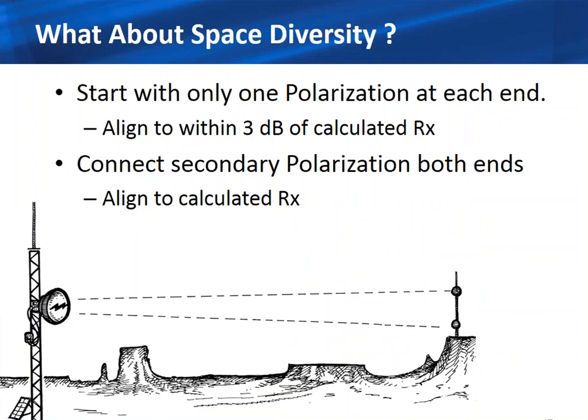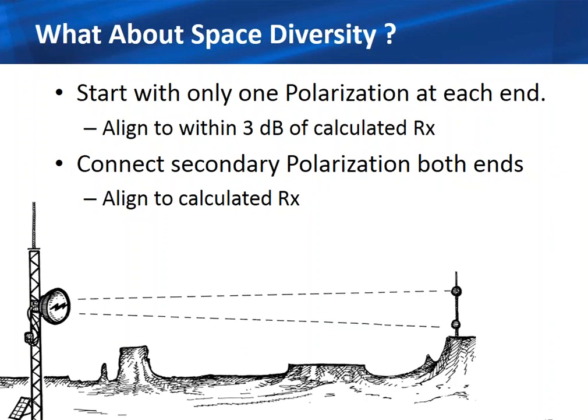So another question that does come up, though, is what about space diversity? We all, or many of you, know that PTP 600, 650, and 700 allow for space diversity right out of the box. There are two antenna connectors on those radios. And in fact, I can have a dual pole antenna, as in the picture on the left, or I could have two single pole antennas, and that's the graphic on the right. And if I've got space diversity at one end or both ends, how do I align those?